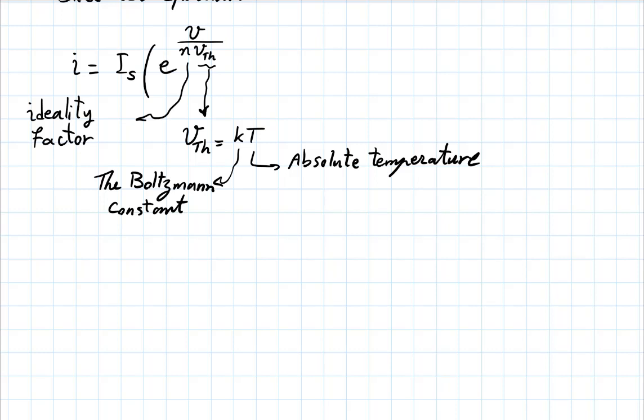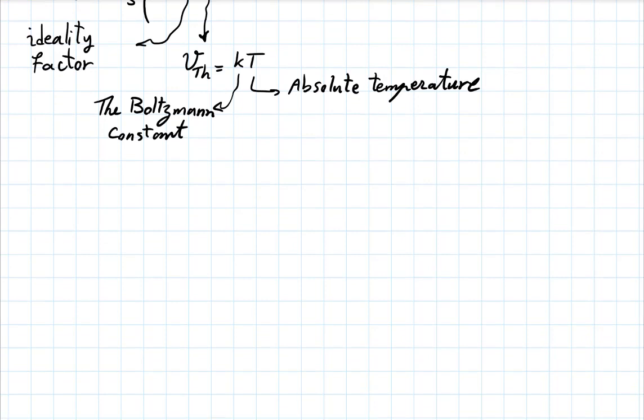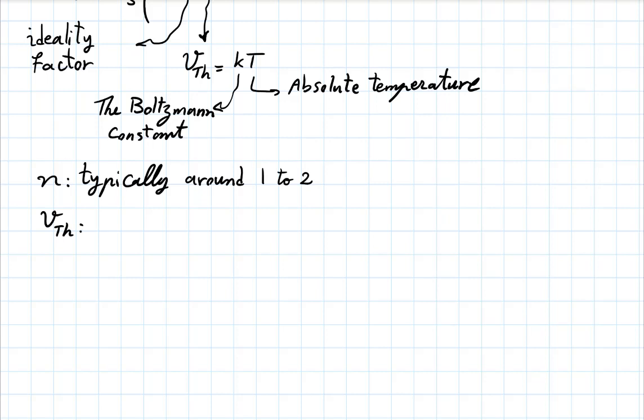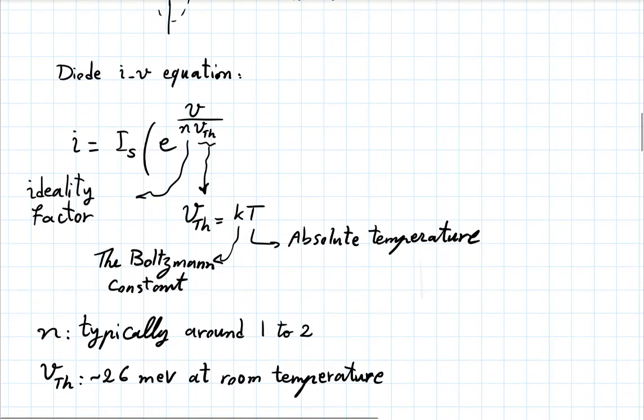Often in a simplified model, you might not see it. In the simplified diode model, it may not show up. Okay, so N is typically around 1 to 2, let's say. Again, none of these is set in stone. The thermal voltage is about 26 milli-electron volts at room temperature. And it's like this.